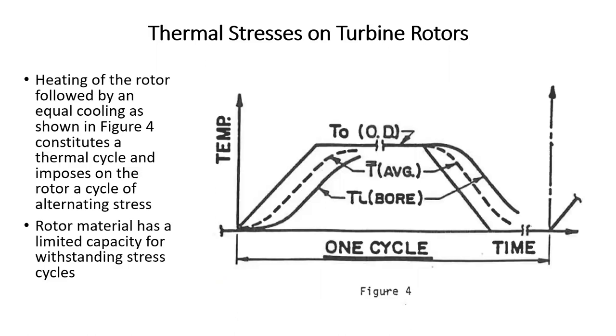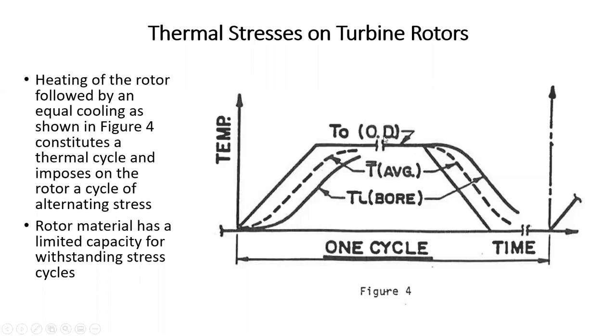Okay, so thermal stresses in turbine rotors: heating of the rotor followed by an equal cooling, as shown in this figure 4, constitutes a thermal cycle. I mentioned those previously. It imposes on the rotor a cycle of alternating stress. And the rotor material has a limited capacity for withstanding stress cycles. And so you see, this is similar to that previous one.